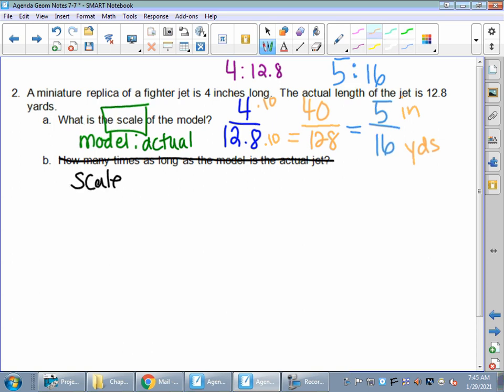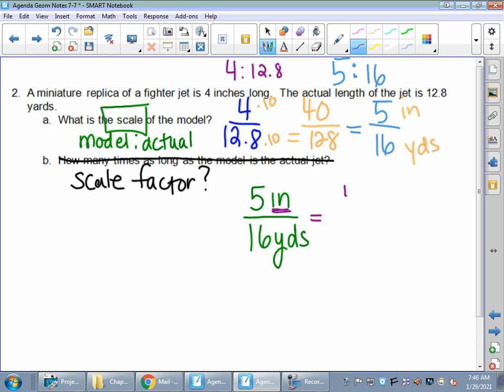So let's turn that scale, 5 to 16, into the scale factor. It's actually telling you how much larger something is. Just like when we did our similar triangles, the scale factor was 2, it was 2 times longer. So 5 inches to 16 yards. And my advice is always to go to the smaller unit. So I'm going to turn everything into inches. I'm going to keep this 5 inches to something inches. I want to say 16 yards.